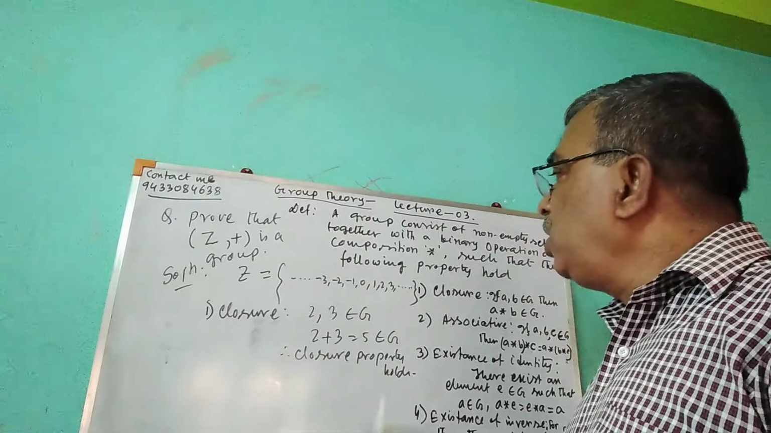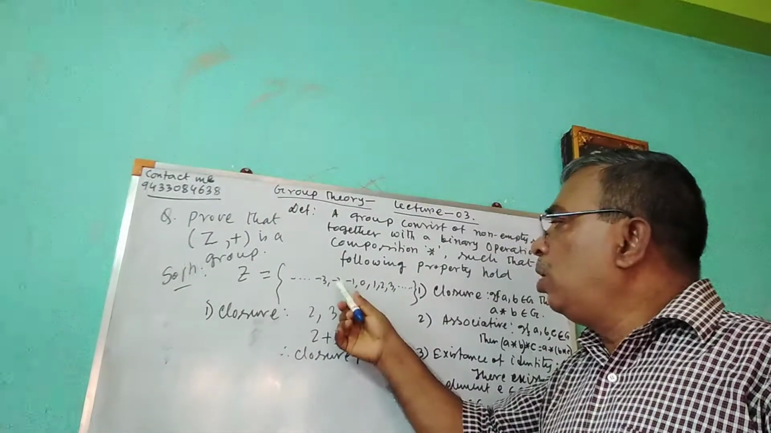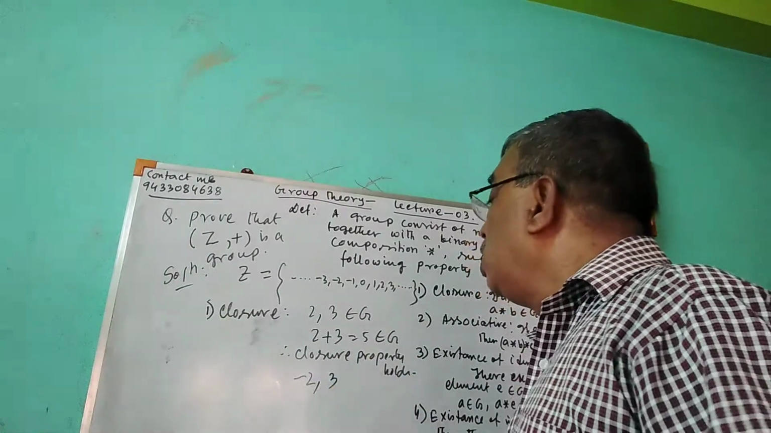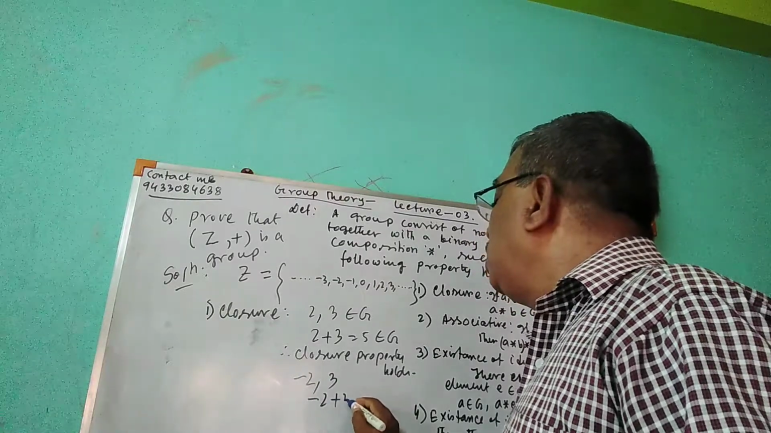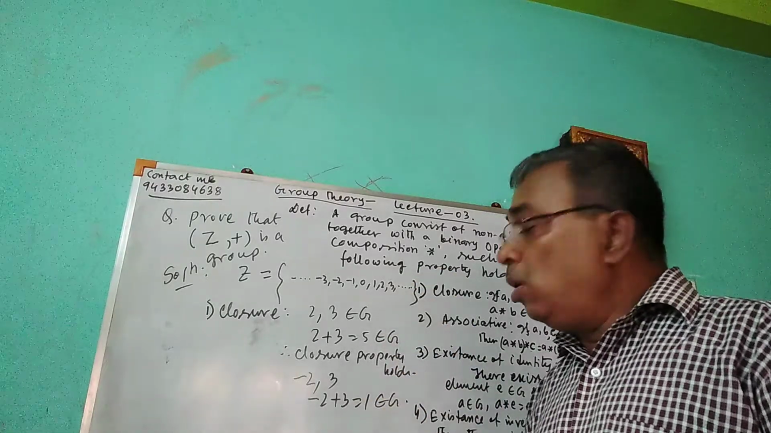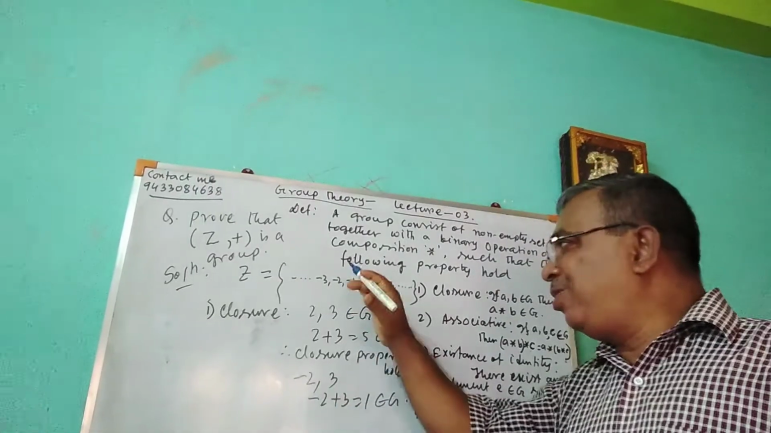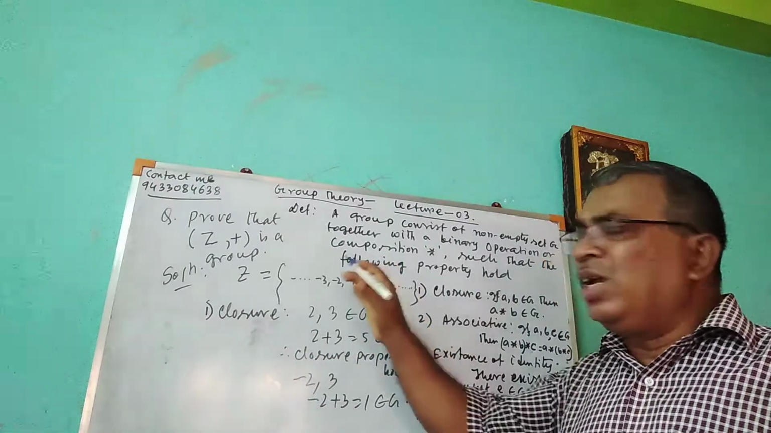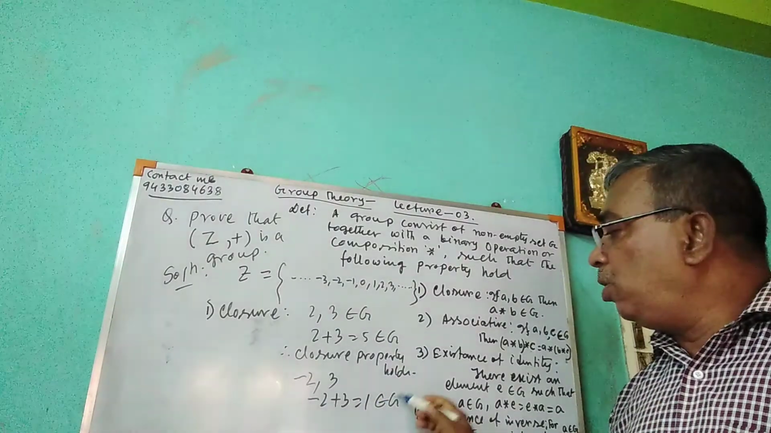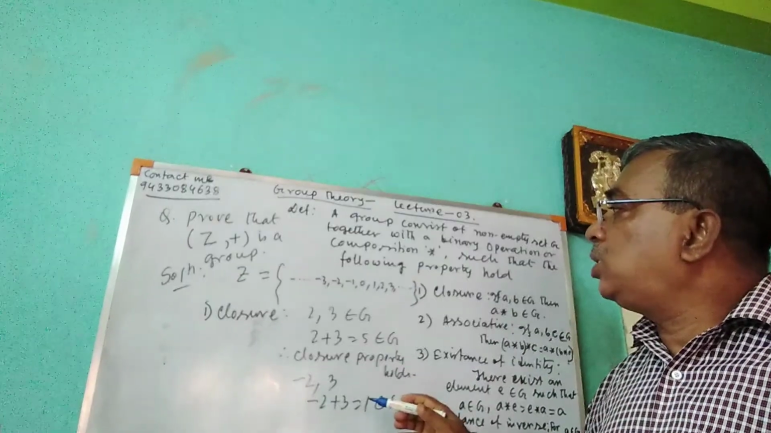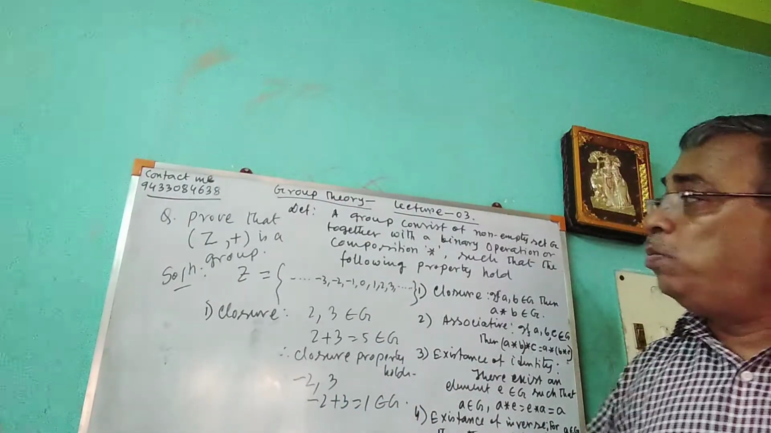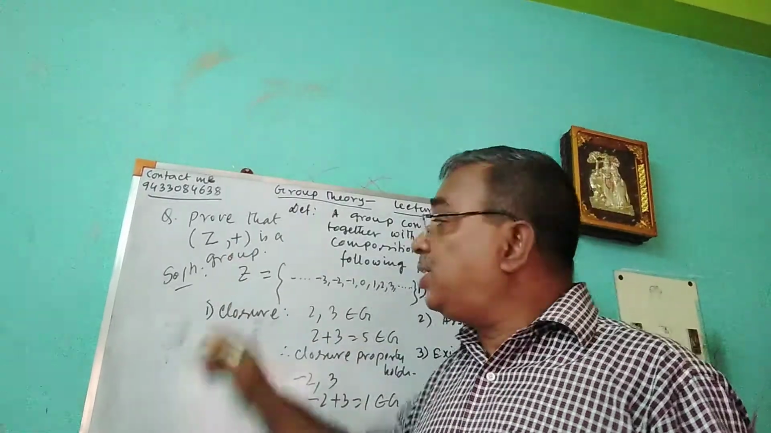Next, any two elements, not only 2 and 3, you can take any two. Suppose minus 2 and 3. If we add minus 2 plus 3, that comes to 1. You see, 1 belongs to Z. This is also closure. You can take any two elements, and the addition of those two elements will give an answer belonging to Z. Now the question is, why am I using plus here and not multiplication? Because Z plus is a group, addition is there.